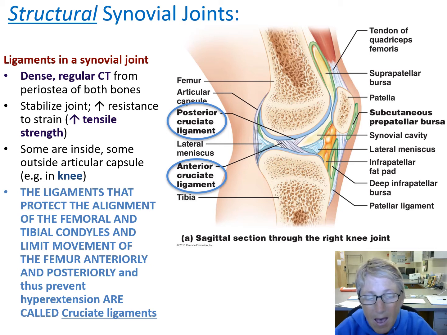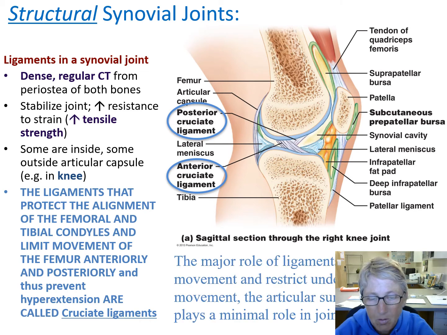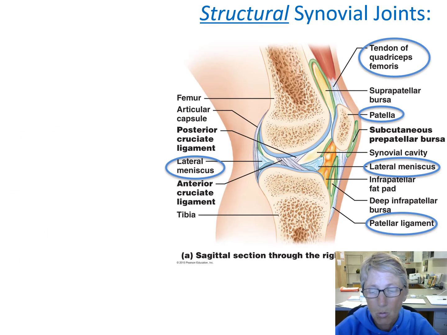That then prevents hyperextension of the knee joint. So posterior and anterior cruciate ligaments, when they're intact, prevent hyperextension. But in general, the major role of ligaments is to direct movement and restrict undesirable movement. So the ligaments are there to help keep the joint in place, and the articular surface of the joint plays a minimal role in joint stability, but it does play a minor role.